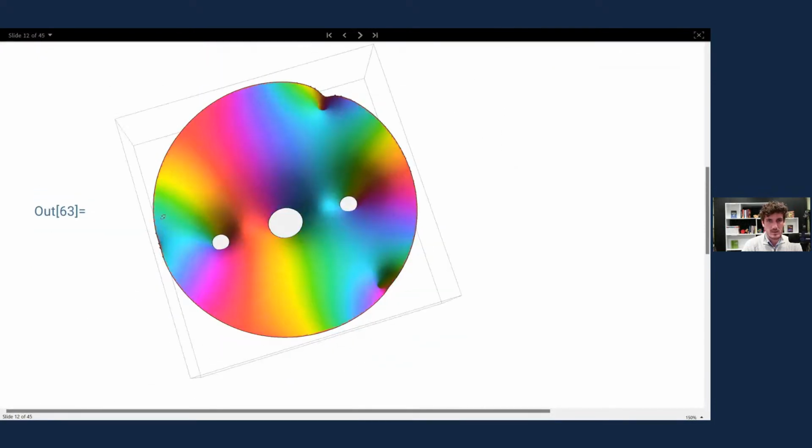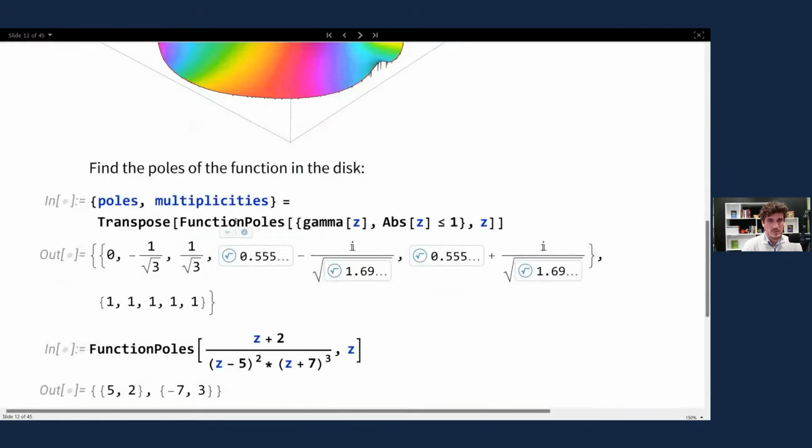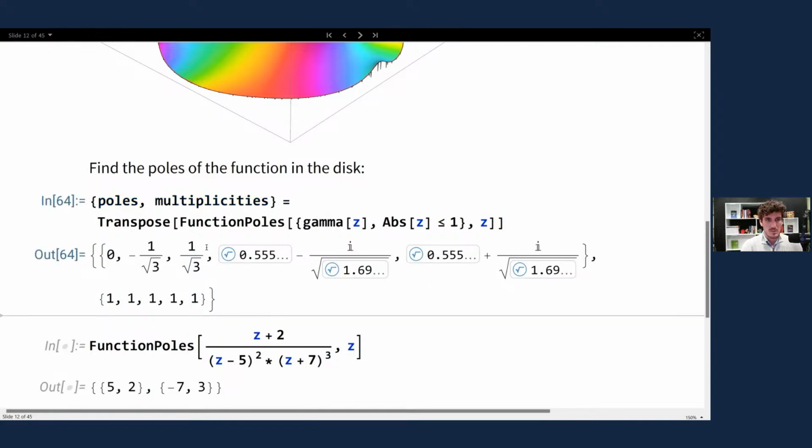We can have a look at this and interact with it. And then this function FunctionPoles finds the poles of the meromorphic function f with the variable x. We're actually using the second case, where it gives the poles of f when x is restricted by the constraints given. So this is going to give us a list of poles and a list of multiplicities. The poles are all here. Some of them are complex, some are real, and they all have multiplicity 1.